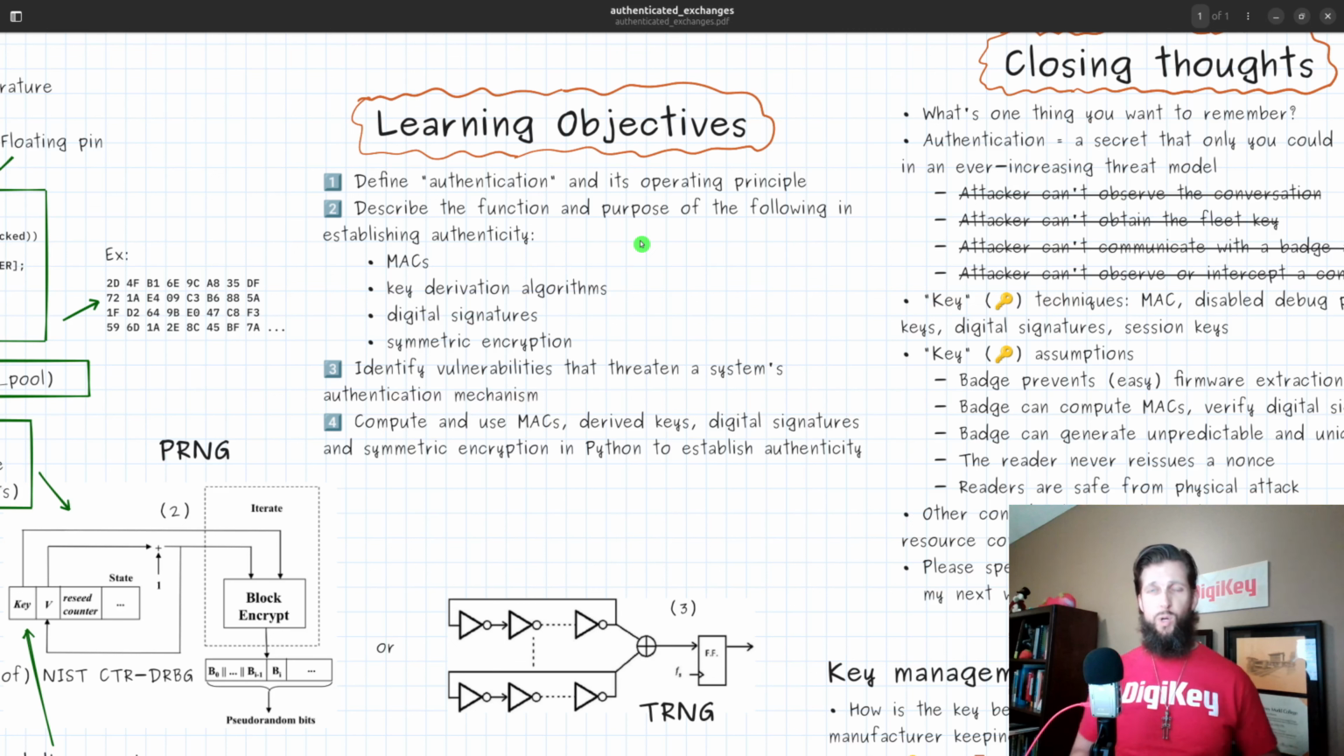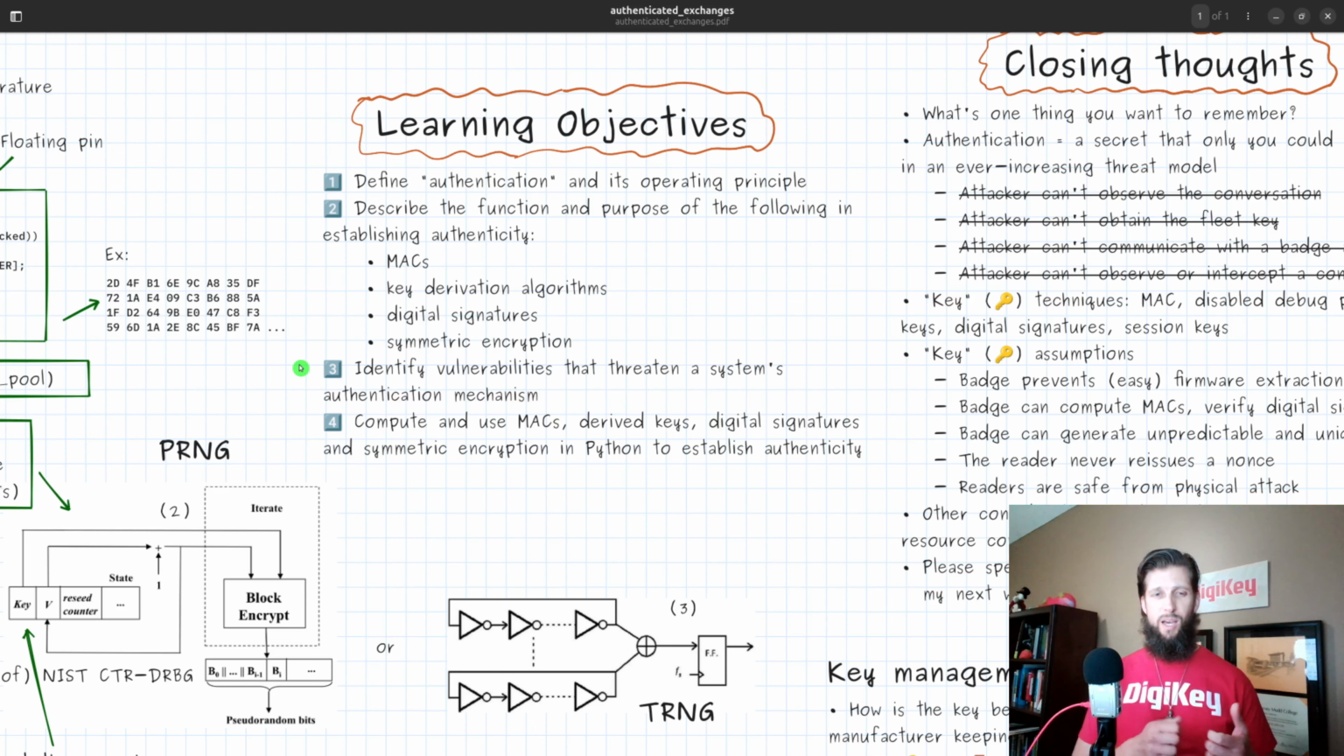So by the end of this workshop, my goal is for you to be able to define authentication and how devices provide authentication, what's sort of the one operating principle that allows them to do that. To be able to describe several of the functions and purposes of various tools that are used to provide that authenticity. And then to identify vulnerabilities that might threaten a system's means of providing authenticity.